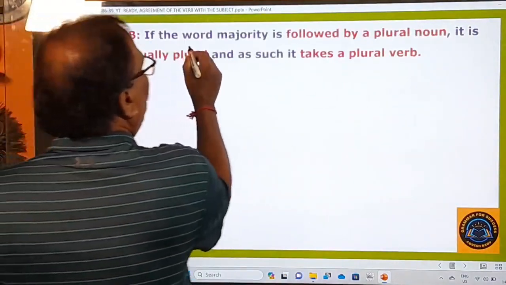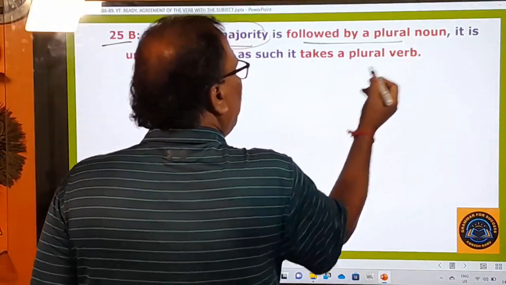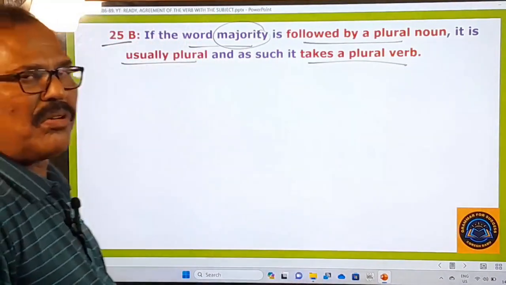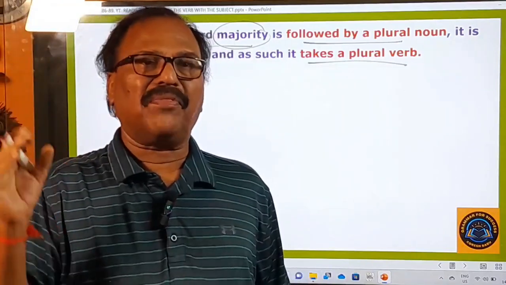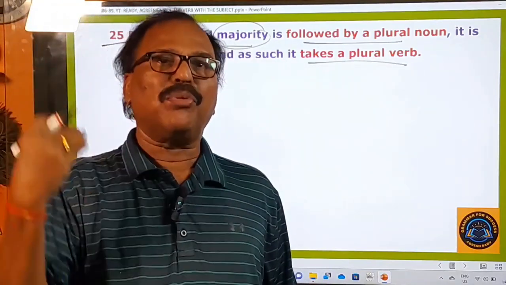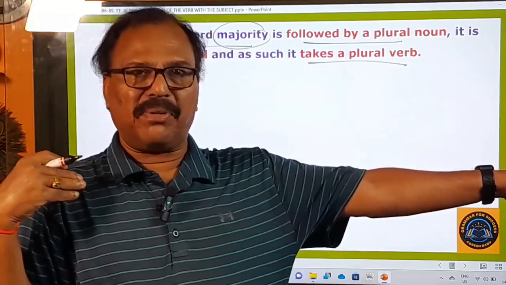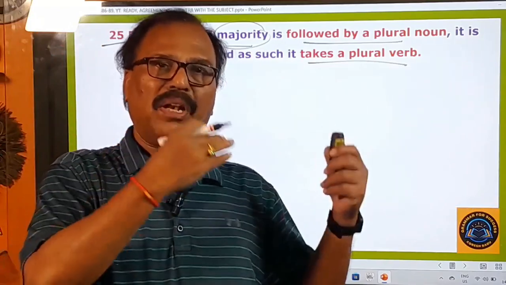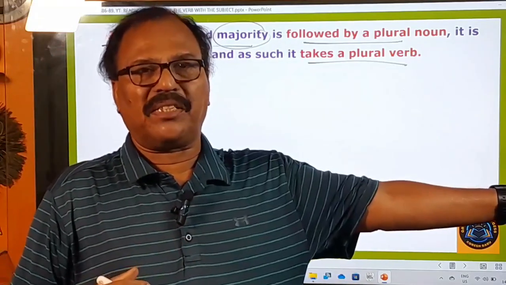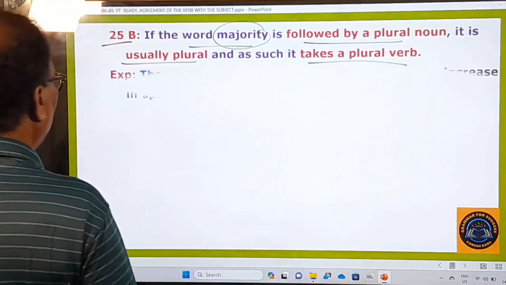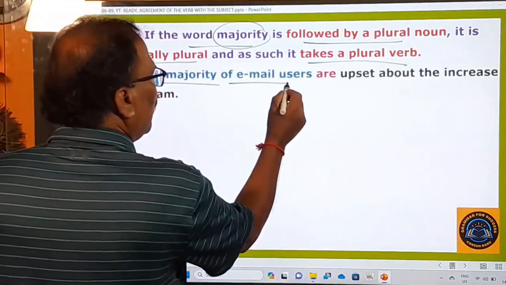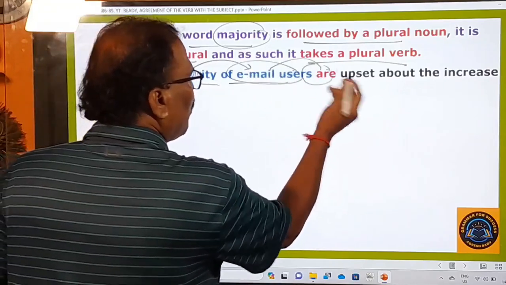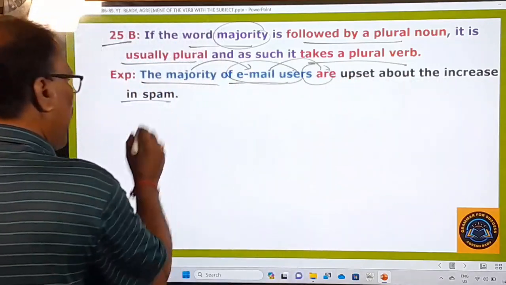Rule 25B is there. If the word majority is followed by a plural noun, it is usually plural, and as such it takes a plural verb. So listen to me once again: if the word majority, a collective noun, is used all alone, it takes a singular verb after it, right? If at all this majority is used with a plural noun, it takes a plural verb after it, right? The majority of the email users. So majority is used with a plural noun, and therefore a plural verb. Clear? Upset about the increase in spam, right?